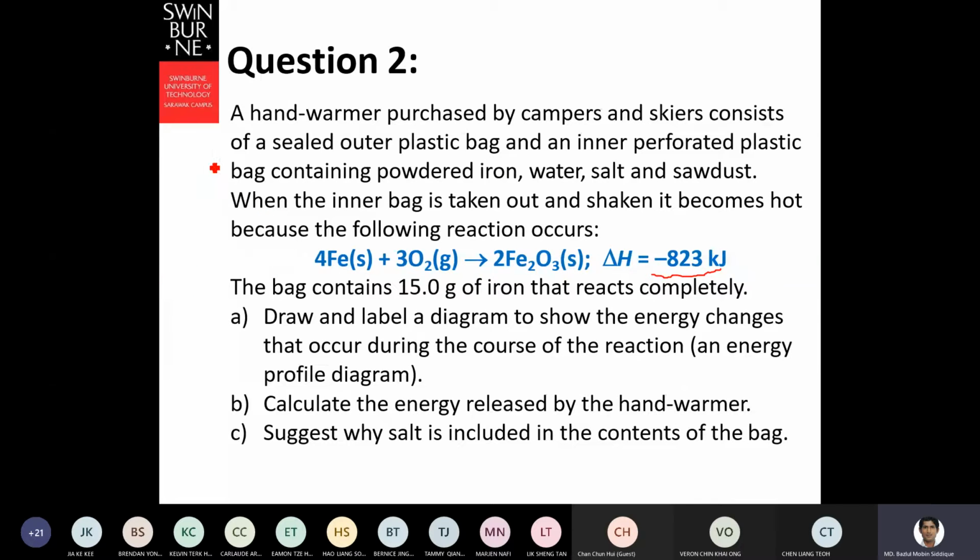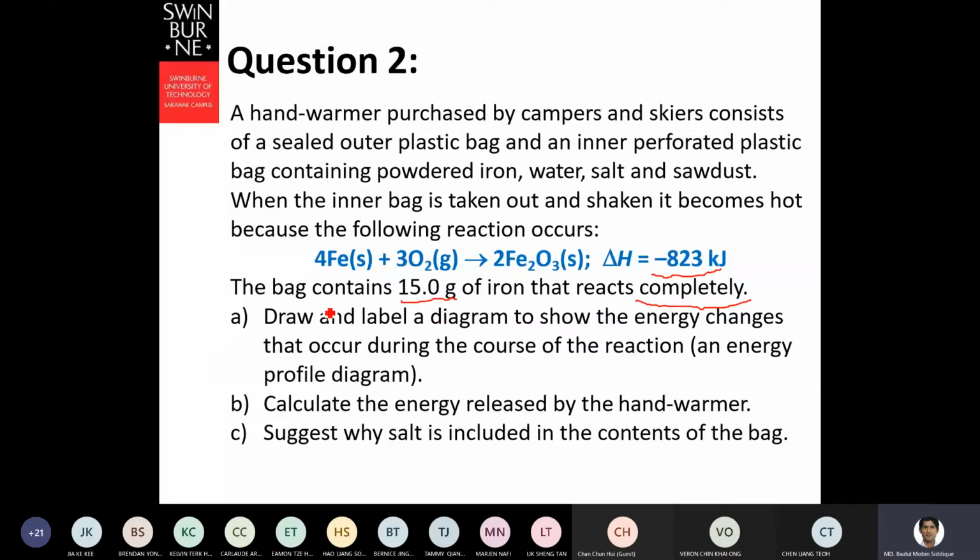Now the main question. This was the description of the question. The main question is that a bag contains 15 grams of iron that reacts completely. There is no leftover iron; all 15 grams of iron will react. So the first question is: draw the energy level diagram to show the energy changes that occur during the course of the reaction, an energy profile diagram.